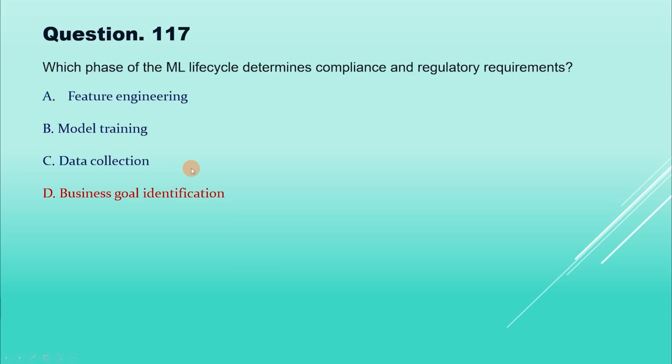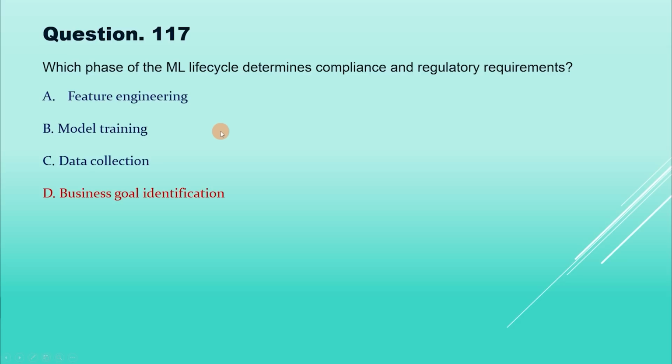And the correct answer here will be option D, business goal identification, because this is a phase where the organization defines the purpose of the ML project and determines the compliance, regulatory and legal requirements. And these considerations must be addressed early in the life cycle to ensure the solution adheres to the applicable law and standards. For example, you can consider industries like finance or healthcare. This phase would identify data privacy regulations like GDPR or HIPAA or fairness requirements that need to be incorporated into the ML workflow. So as you must be already working in the IT sector, you must have heard the term HIPAA so many times, that most of the organizations follow.